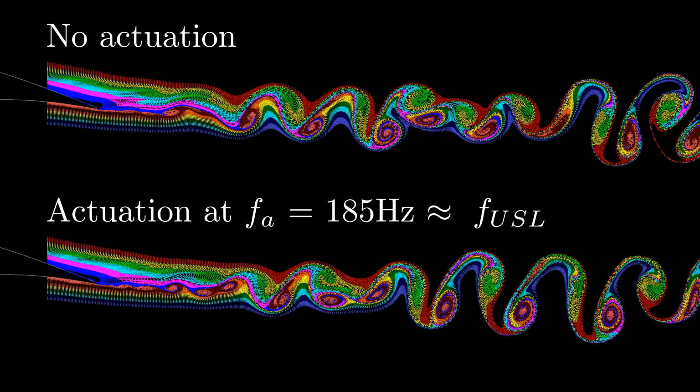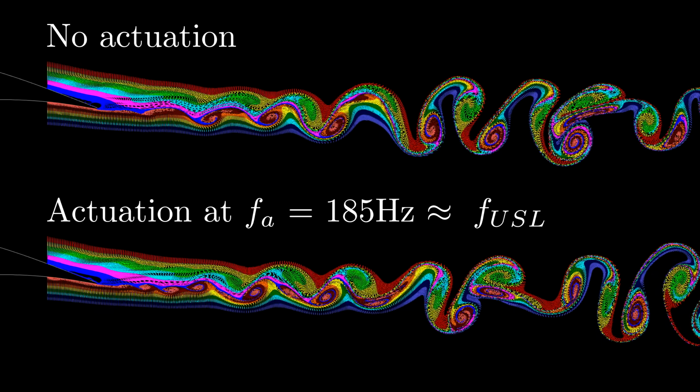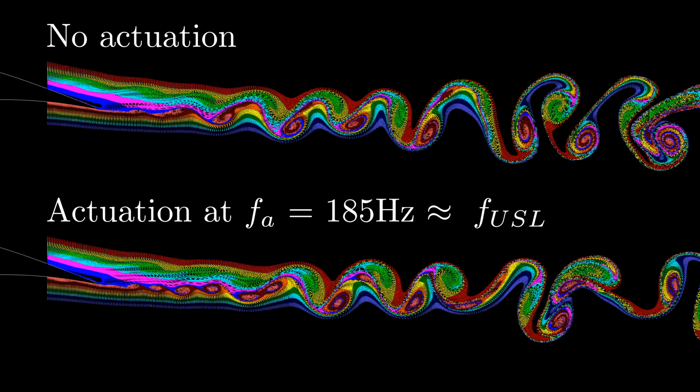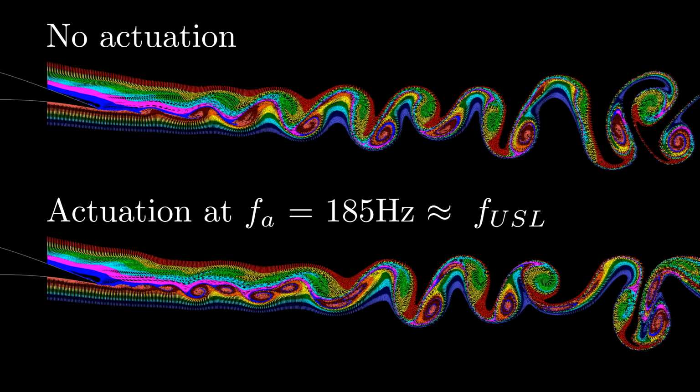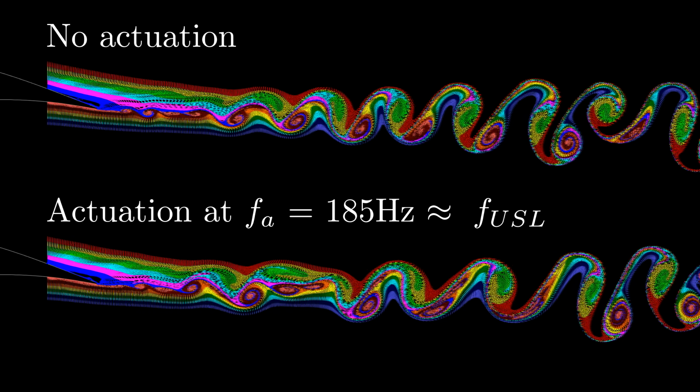Actuating near the upper shear layer natural frequency produces a more subtle but beneficial reorganization of the wake. The interaction between the two shear layers is ultimately manipulated, delaying the appearance of the Von-Kármán mode further downstream while shortening the Kelvin-Helmholtz formation length.